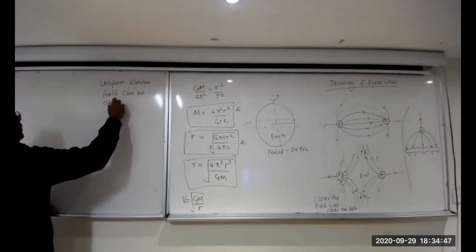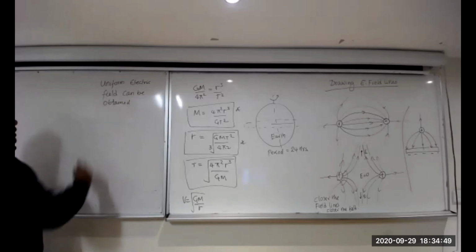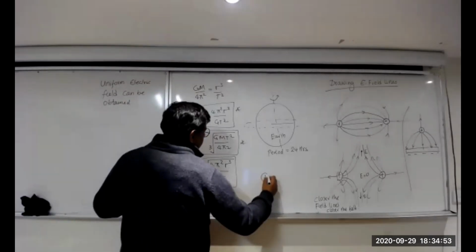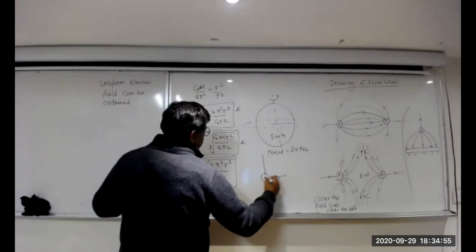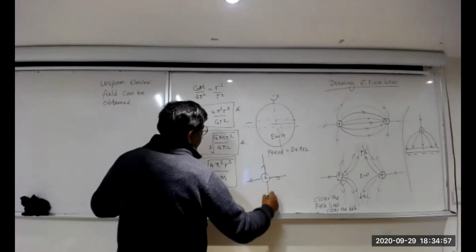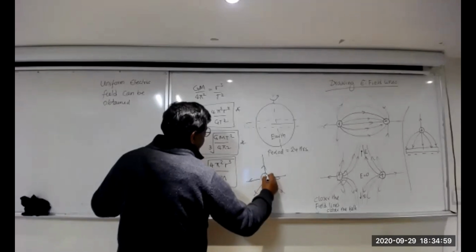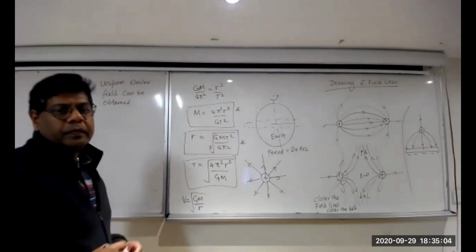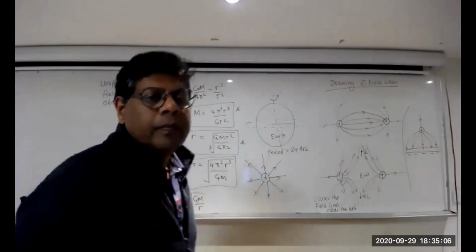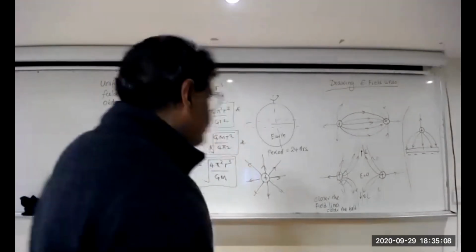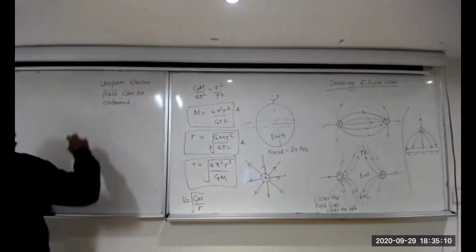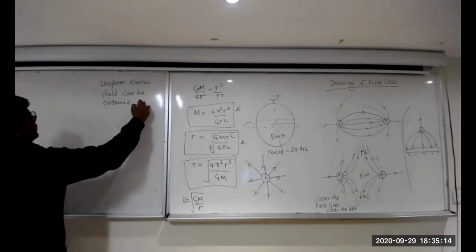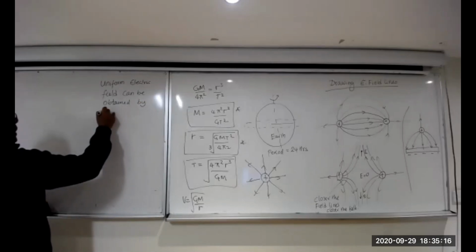Now, if they ask you whether these fields are static or dynamic, if you look at the individual field, they are static. They're not changing with time, but they are non-uniform. They're changing with distance. They're static, but non-uniform. Obtained by parallel plates.